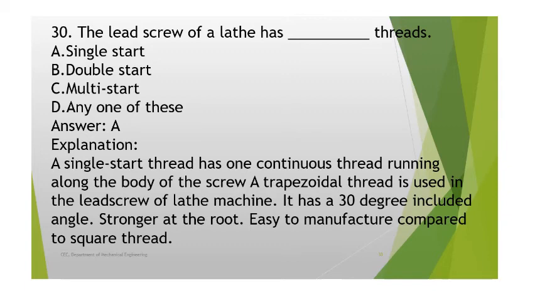A single start thread has one continuous thread running along the body of the screw. A trapezoidal thread is used in the lead screw of the lathe machine. It has a 30-degree included angle, is stronger at the root, and is easier to manufacture compared to the square thread.